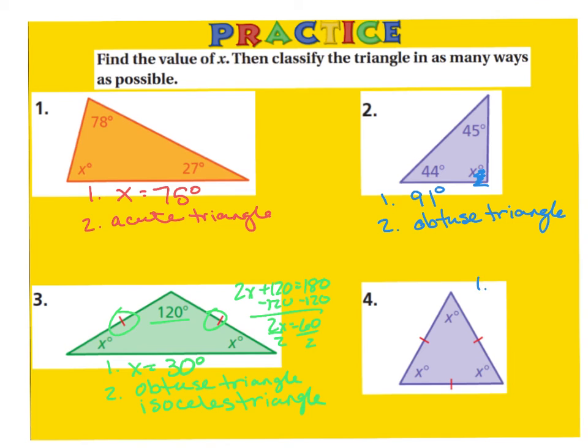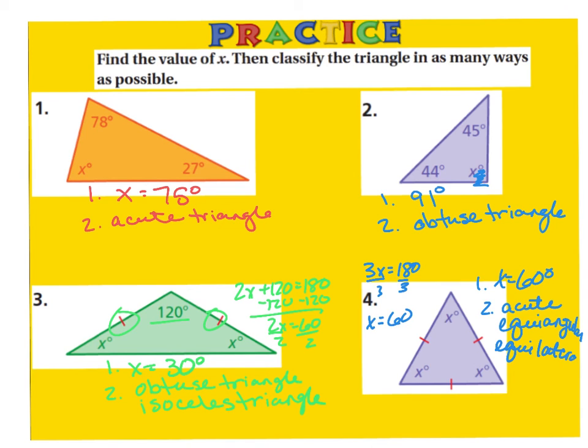Number 4, we have 3 angles that are the same size. So 3x equals 180. So 180 divided by 3, x equals 60 degrees. Now, this should be fairly easy. They're all acute, so this is an acute triangle. They're all the same, so it's equiangular. I'm going to run out of space, I'm sorry. And all 3 sides are the same, so it is equilateral. So this one is going to have 3 classifications.